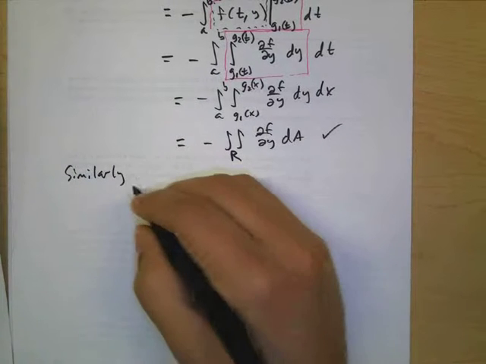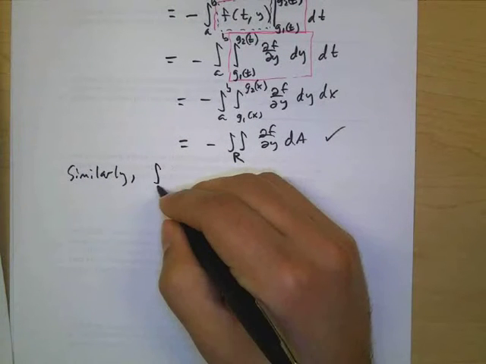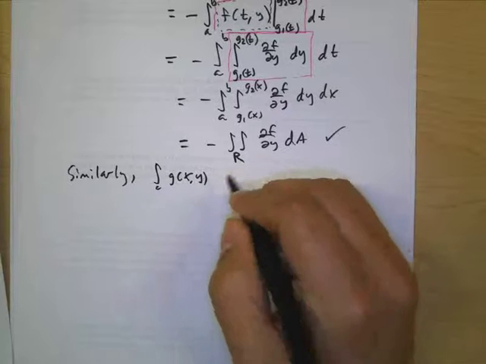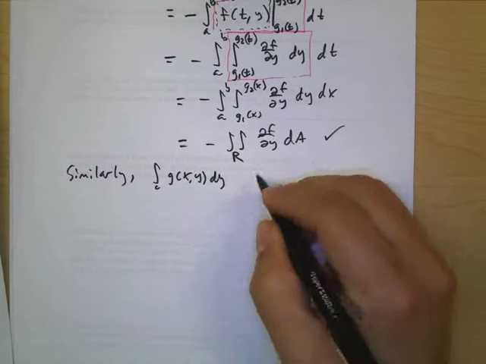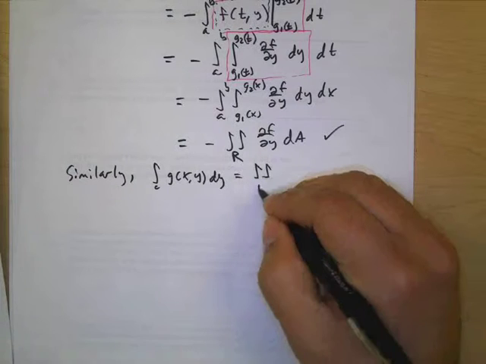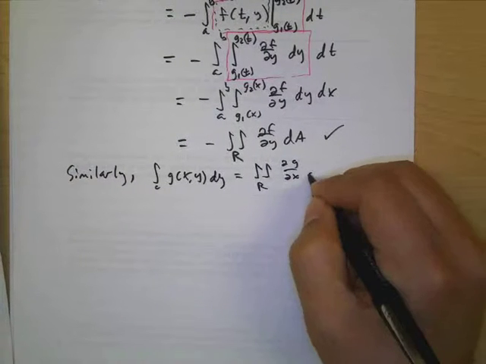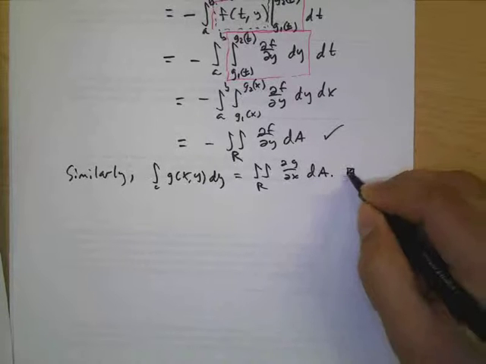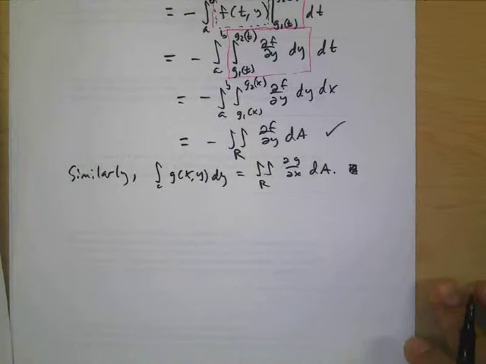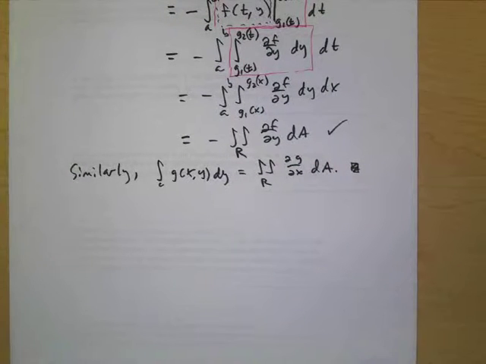Similarly, we're going to say that the line integral of g of xy dy is the double integral over the region R of partial g partial x dA. So this proves Green's theorem, which is a pretty awesome result because now you can tie in some double integrals to these line integrals that we've been working on. Okay, so we'll do a couple of examples.